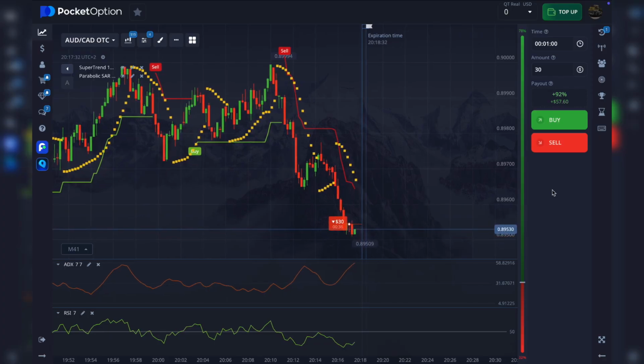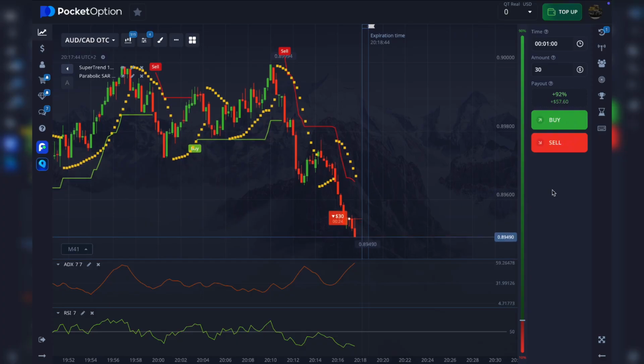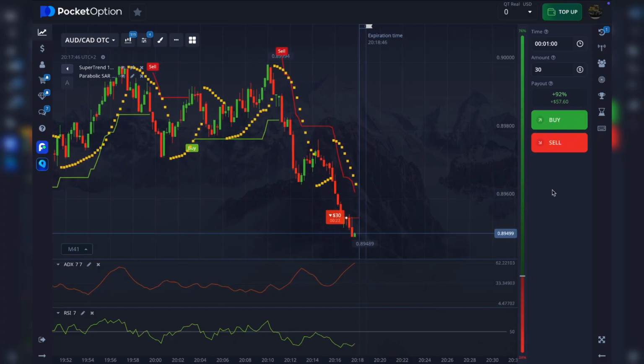Now let's talk about the trade. So right now I've opened a trade, a down trade. We can see that the Supertrend indicator is giving us a sell signal. There is a red line and it shows sell. Also, the SAR indicator is showing dots above the price, which is another good sign of a downtrend.